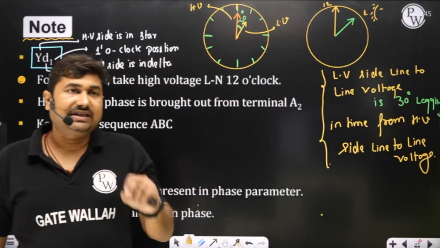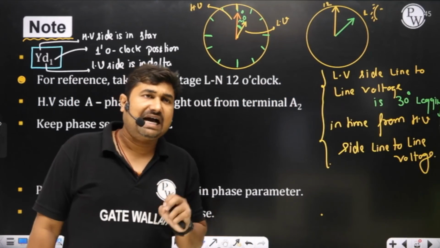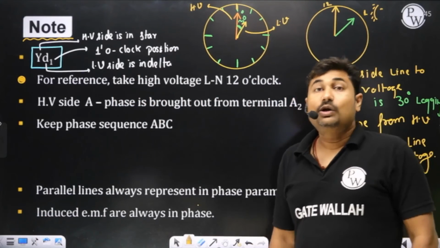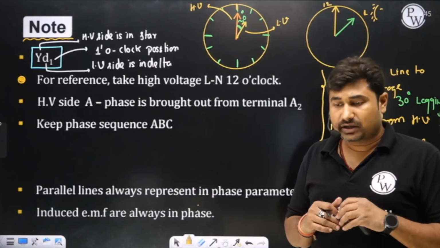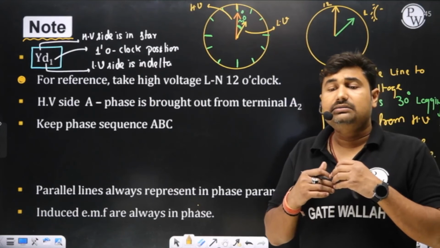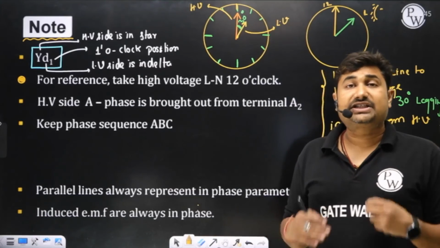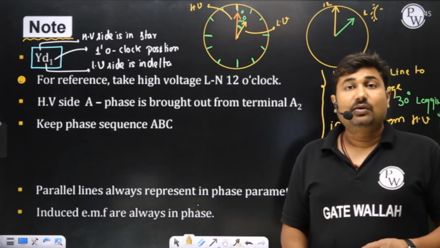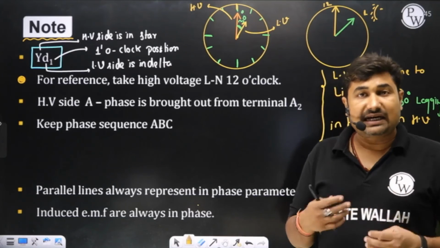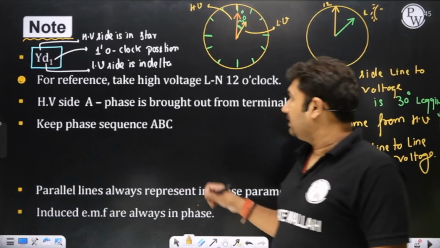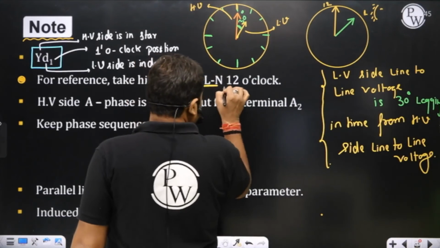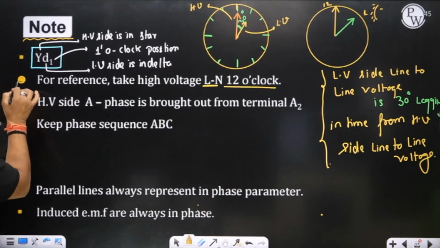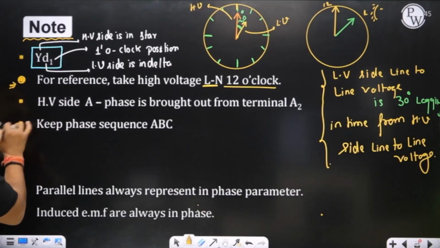Only for reference, take high voltage line to neutral at 12 o'clock position, in order to find out which terminals we need to connect for our desired connection. Only for that reference purpose, I am going to take high voltage line to neutral placed at 12 o'clock position. So please write down: for reference, take high voltage line to neutral at 12 o'clock position.